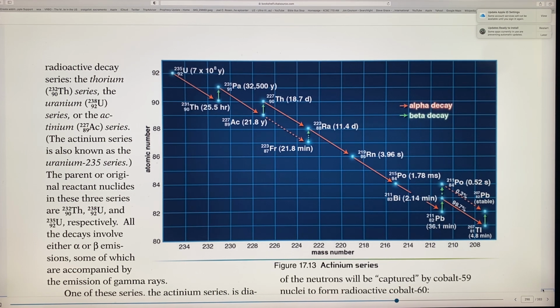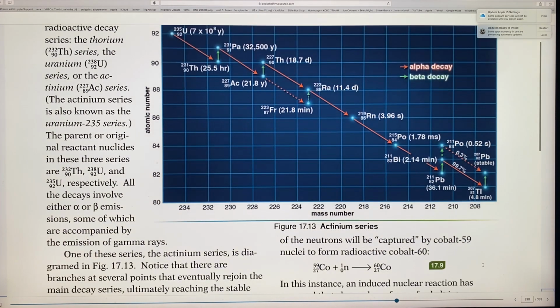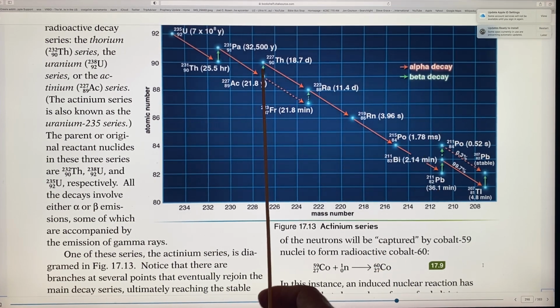So the parent, the original reactants of these three series, and their decays involve either alpha or beta emission, and some have gamma rays and some don't. These series are diagrammed here, so you can see. Okay, we're going to look at the thorium.